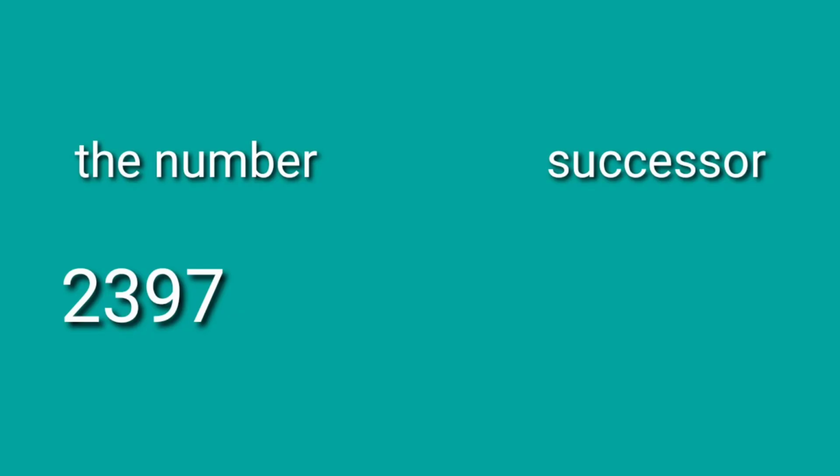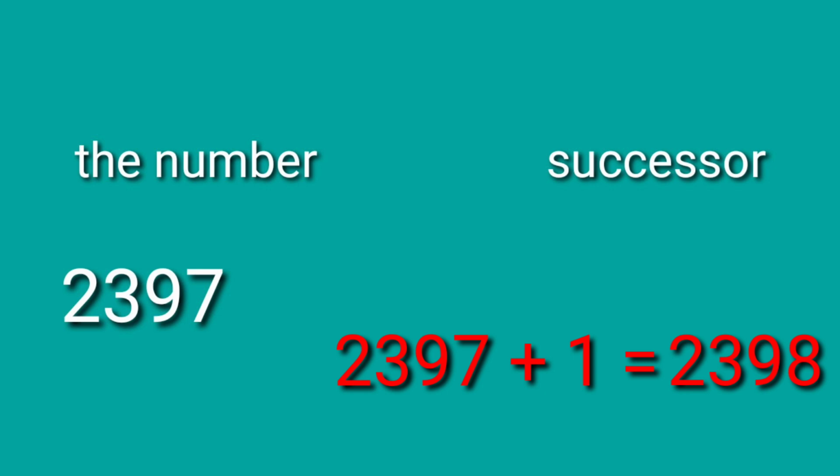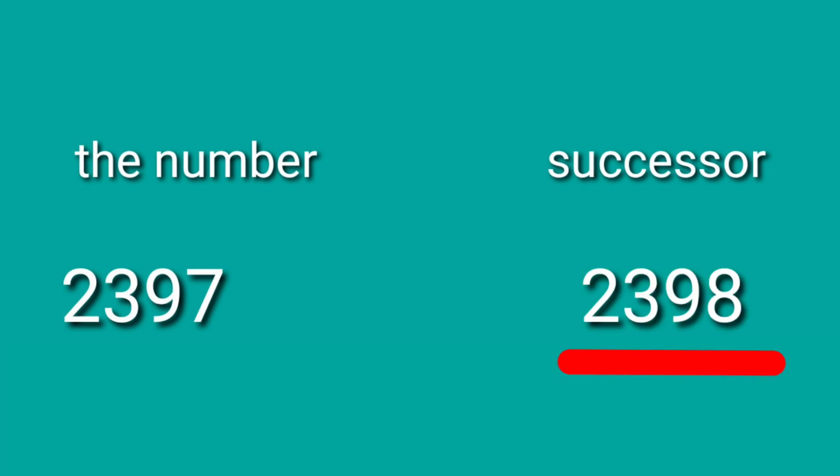Look at these examples. Here the number 2397. If we add 1 to a number, we get the next number, that is successor. 2398 comes just after 2397. That means 2398 is the successor of 2397.